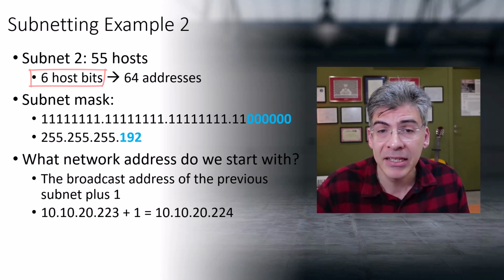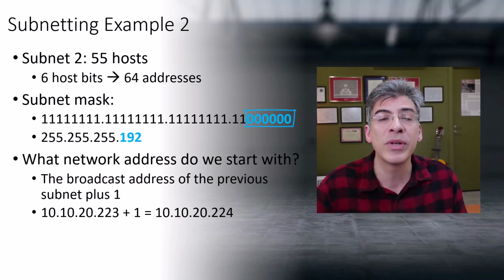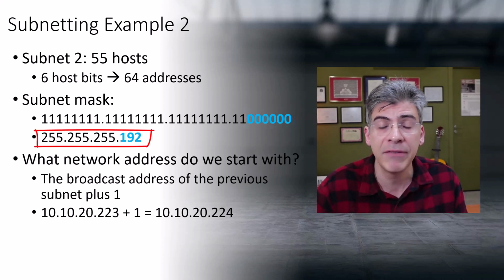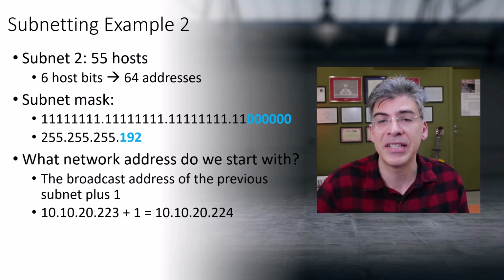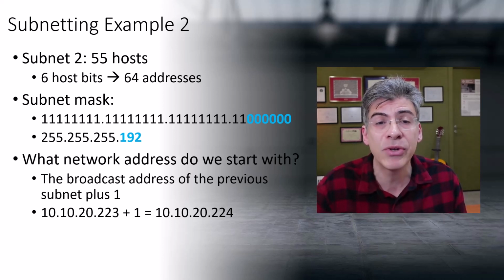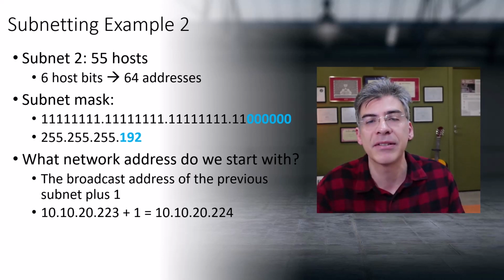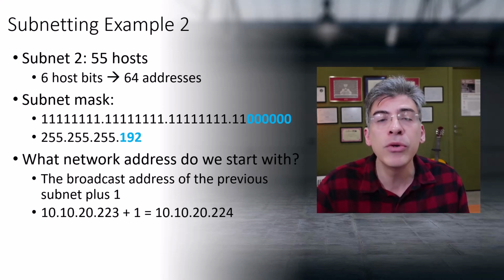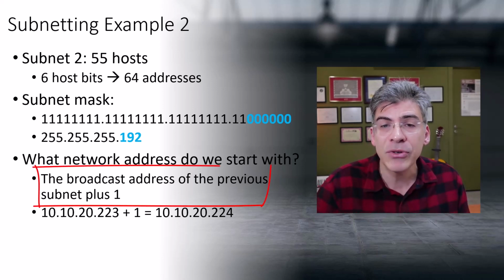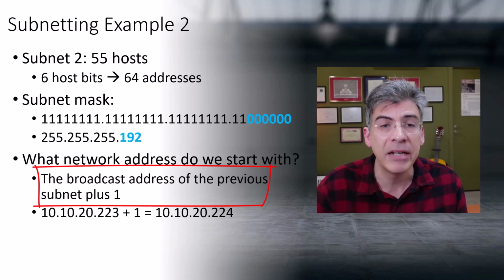Looking at the subnet mask, we get 6 zeros at the end of the host portion, which translates to a subnet mask of 255.255.255.192. Now previously, for the network address of our previous subnet, we used the network address of the address space we were given because we started at the very beginning of that address space. What network address are we going to start with here? Well, we always use the following rule. The network address of this subnet is the broadcast address of the previous subnet plus 1.